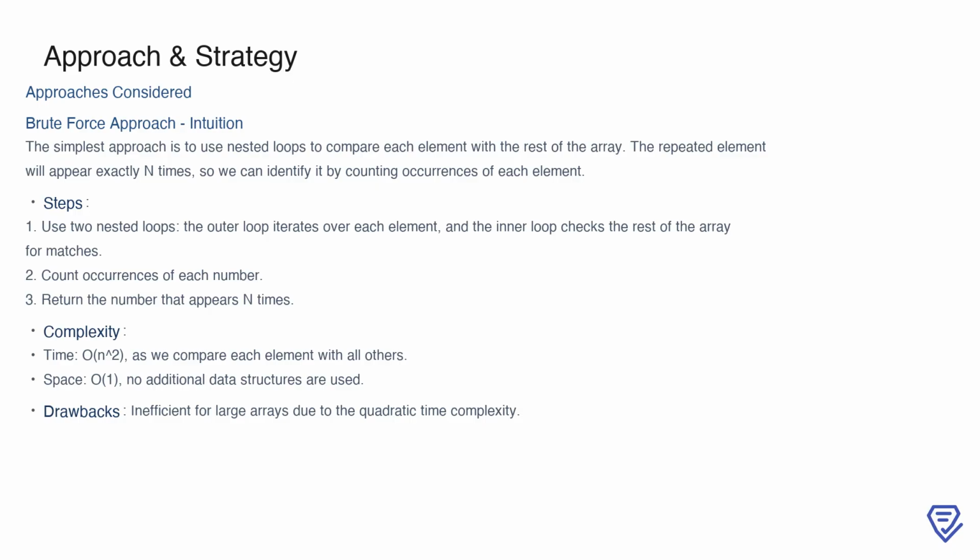The process involves an outer loop that iterates through each element of the array, and for each element, an inner loop checks the rest of the array for matches. Once we find the number that appears n times, we return it.